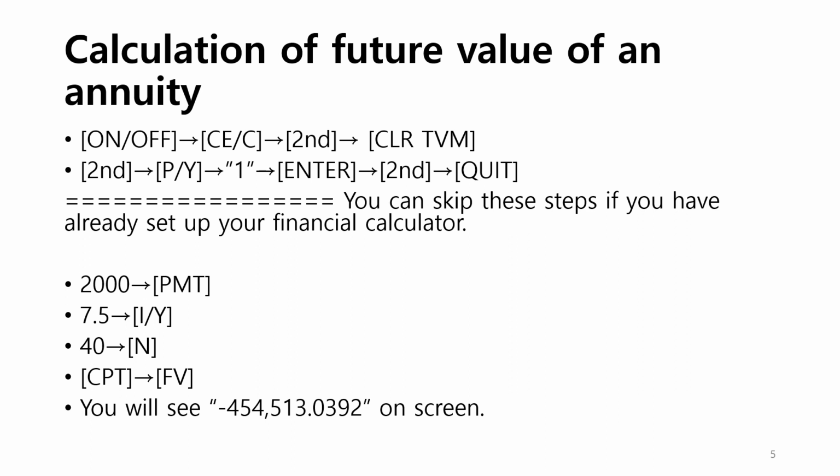So first, $2,000 press payment, and 7.5 press I over Y, and 40 press N. Press compute and press future value, and you will get the answer. This is the future value of an annuity. And don't forget the sign convention. The answer has a negative sign.